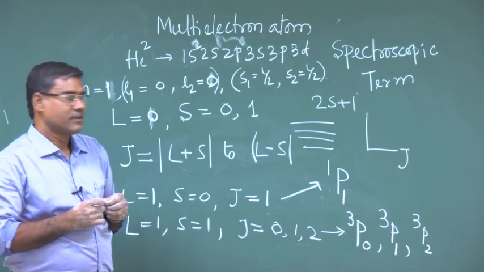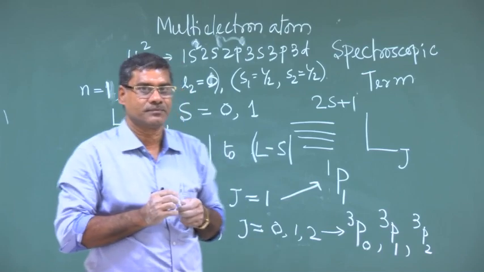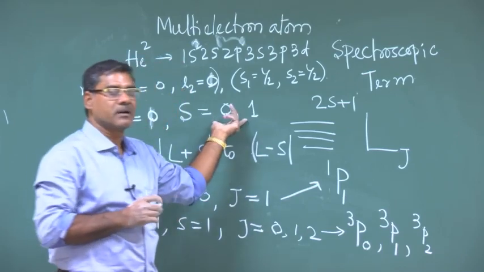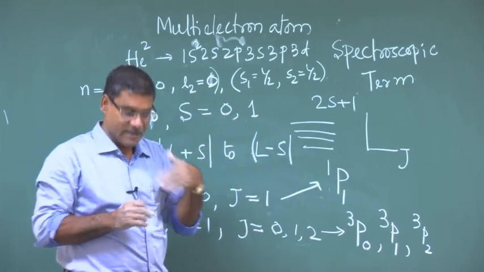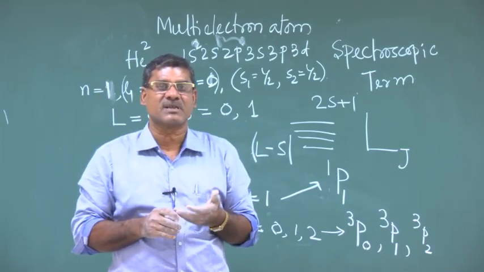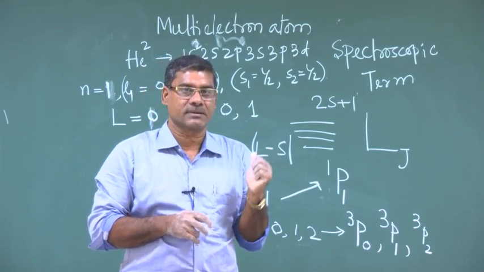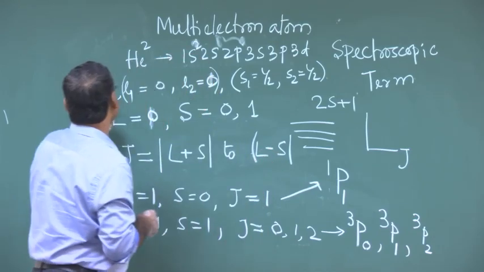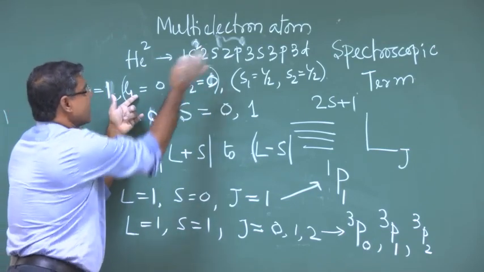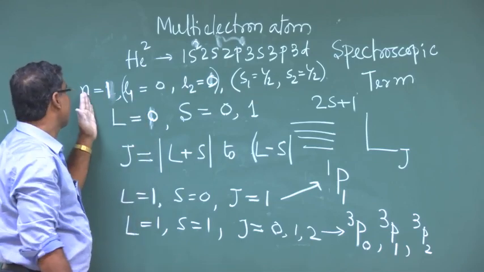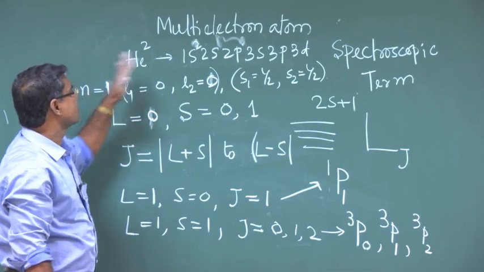Now here we have to be careful, because we have to check whether it obeys the Pauli exclusion principle or not. In the earlier case we did not bother, because their L values were different. The n value was 2 in the earlier distribution, right.